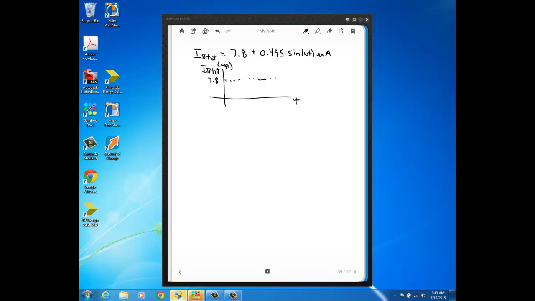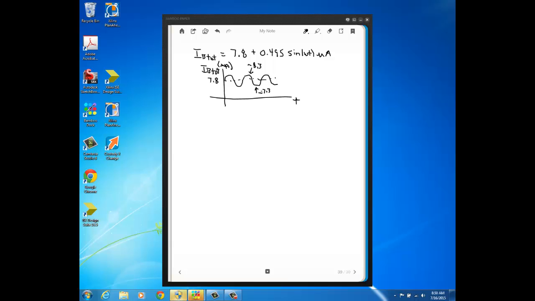So you're going to have a sinusoid varying symmetrically, even though I didn't draw it that way, around that center point of 7.8. So this positive peak here would be 7.8 plus 0.495, which is roughly 8.3 microamps. And this bottom peak would just be 7.8 minus 0.495, which is roughly 7.3 microamps. So when that AC signal is introduced into the circuit, it causes a variation around the Q value for the base current.